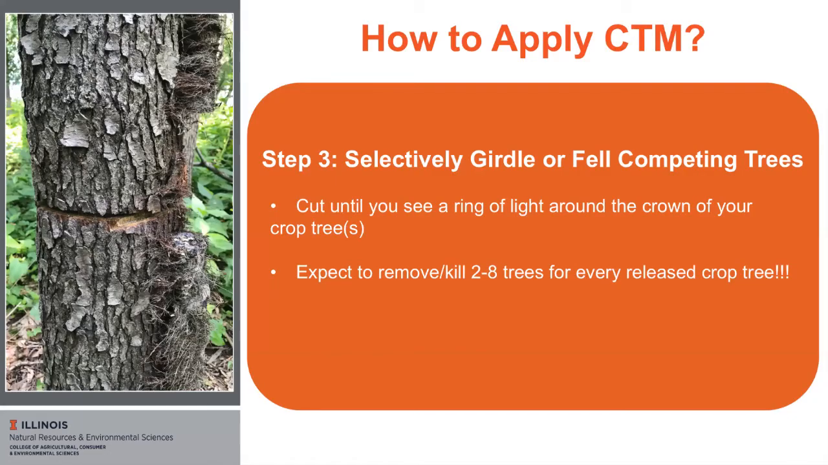So how to apply crop tree management? How do we get rid of those competing trees at the crown level? We selectively girdle them or we fell them. Ultimately, we're trying to create a ring of light around our designated crop trees. And as a reminder, definitely expect to remove or kill 2 to 8 trees for every crop tree that you release in a given stand of timber.